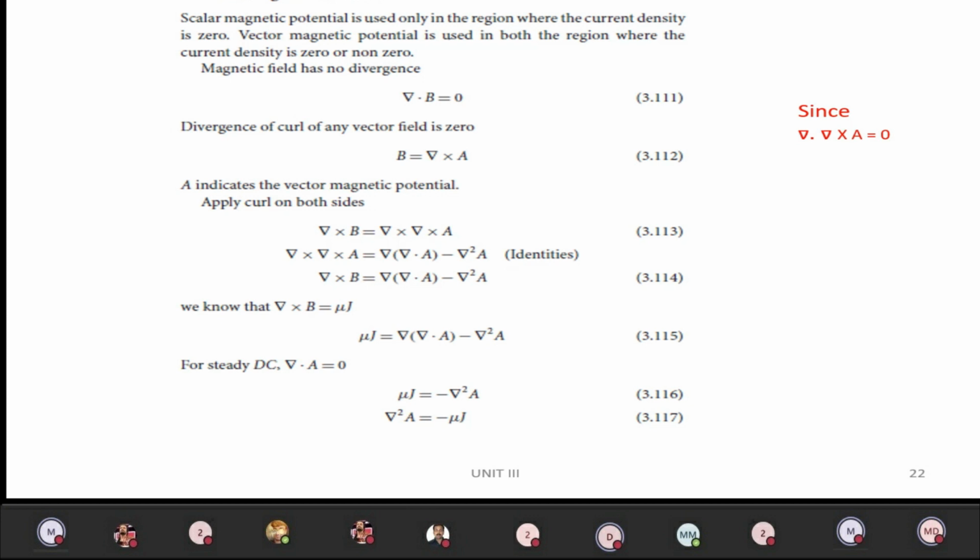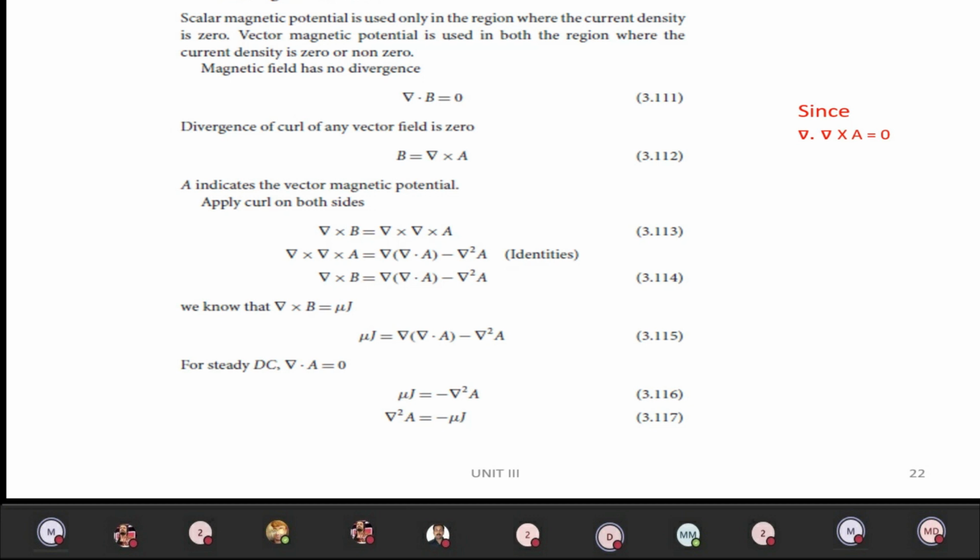Magnetic field has no divergence. They will definitely ask this for 1 mark: what is the value of divergence of magnetic field? Del dot B equal to 0. Also from the first unit, the divergence of curl of any vector field is 0. That is B equal to del cross A, where A indicates the vector magnetic potential.